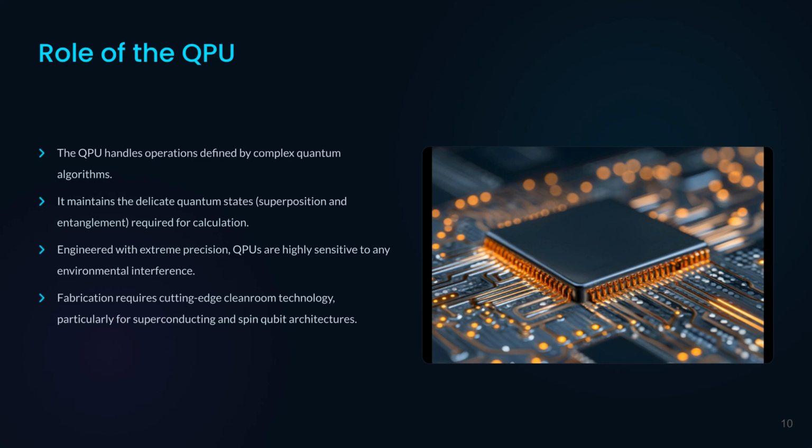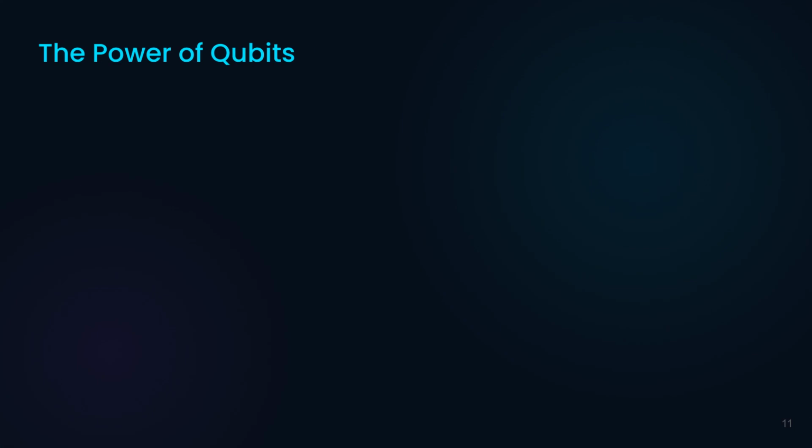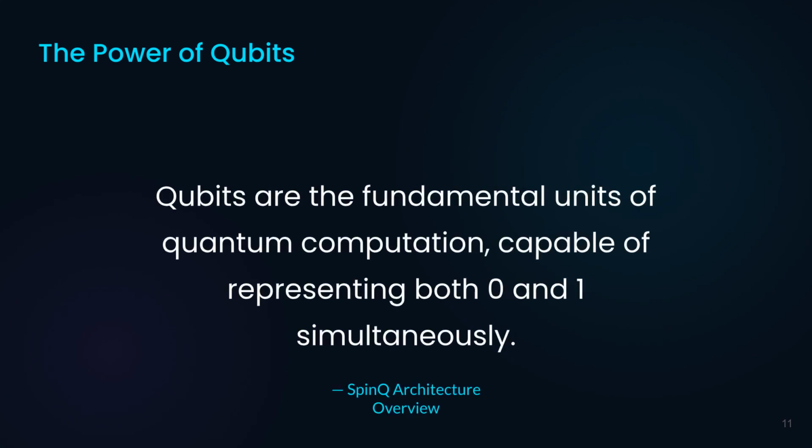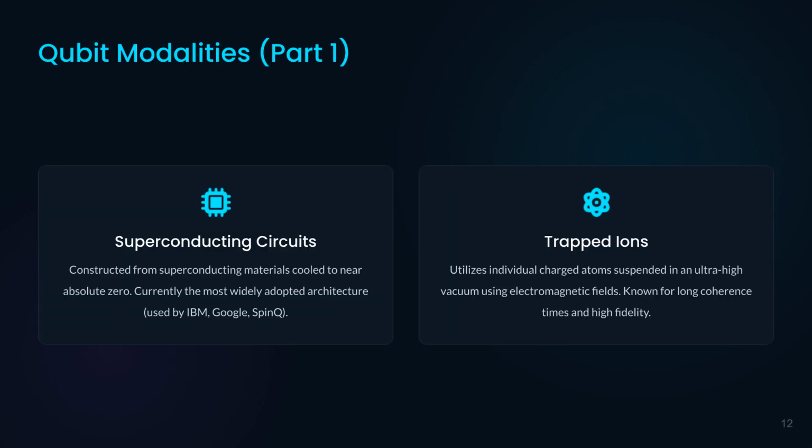The QPU's role is to maintain delicate states like superposition and entanglement. Because they are highly sensitive to environmental interference, they require precision engineering and advanced cleanroom fabrication. As noted in the SpinQ architecture overview, qubits are the fundamental units of quantum computation, capable of representing both 0 and 1 simultaneously. There are different ways to create qubits.